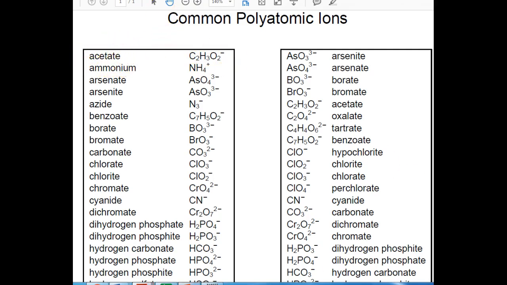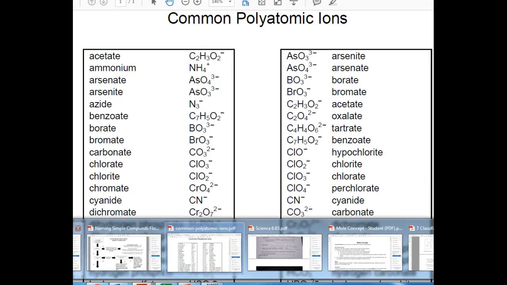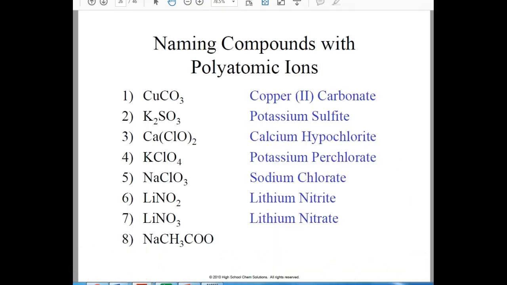So we'll go back to the slideshow. So that name is going to be sodium acetate. And again, sodium doesn't need a Roman numeral because it's in group 1.